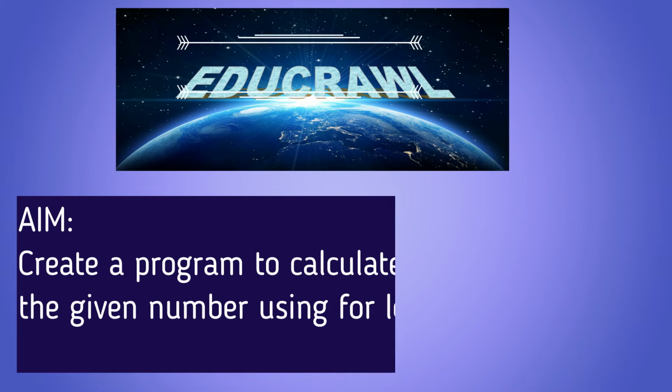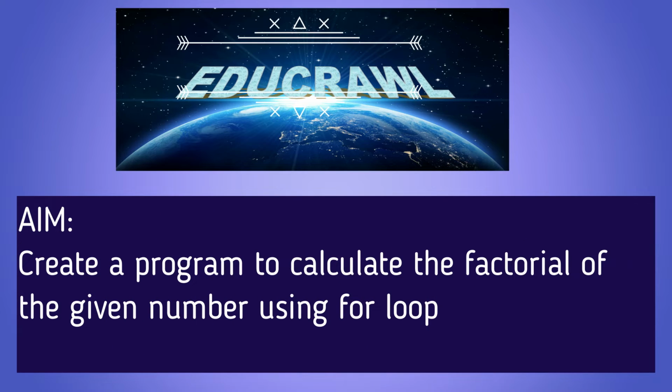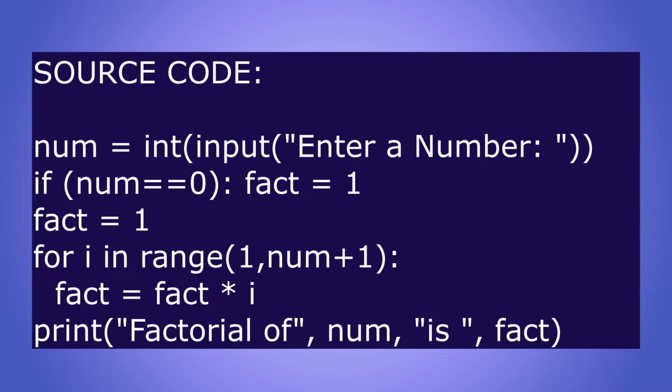Aim of the experiment: to create a program to calculate the factorial of the given number using for loop. Now let us see the source code for this program.